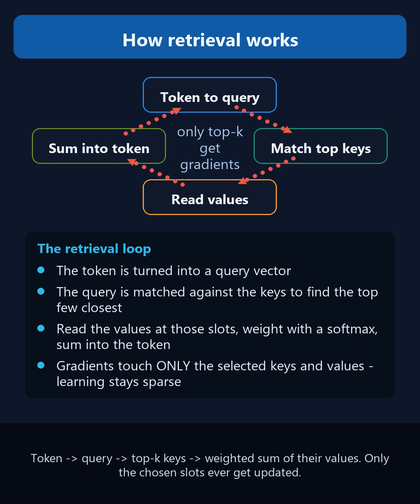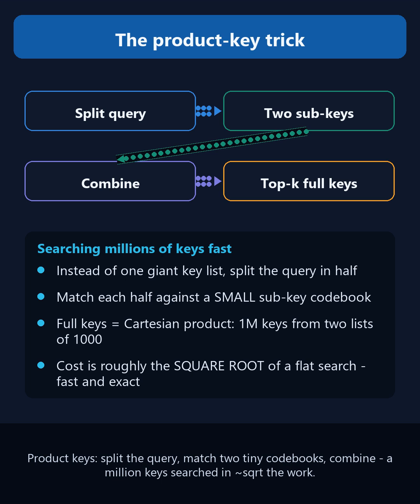Here is the retrieval loop, step by step. The incoming token is turned into a query vector. That query is matched against the memory's keys to find the top few closest matches. The model reads back the values at those slots, weights them with a softmax, and sums them into the token's representation. During training, gradients flow back but touch only the handful of keys and values that were selected, so learning stays sparse.